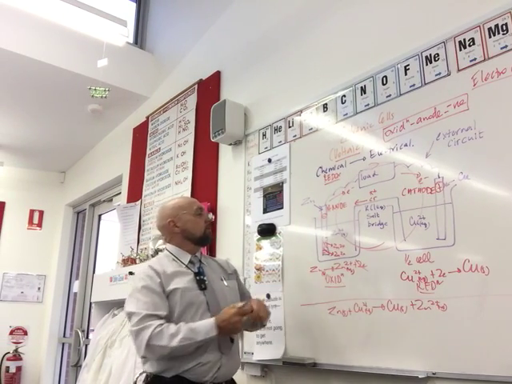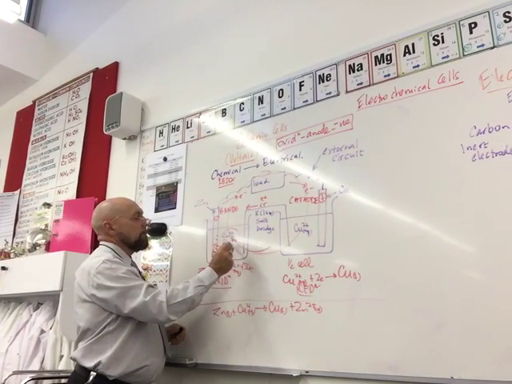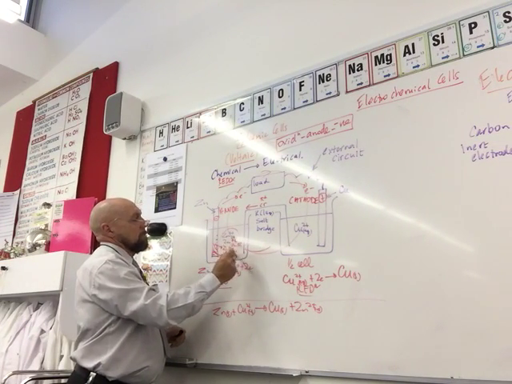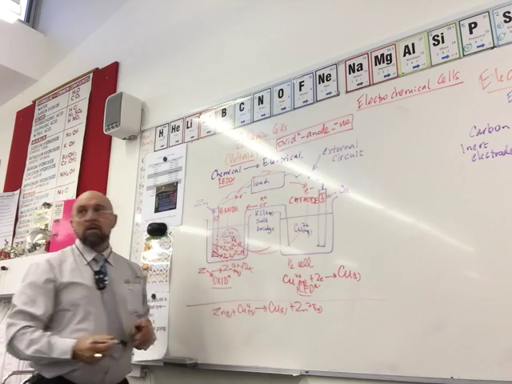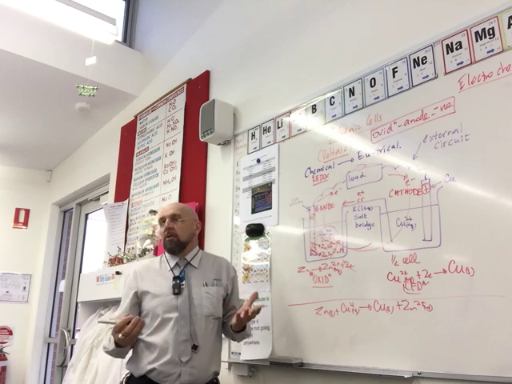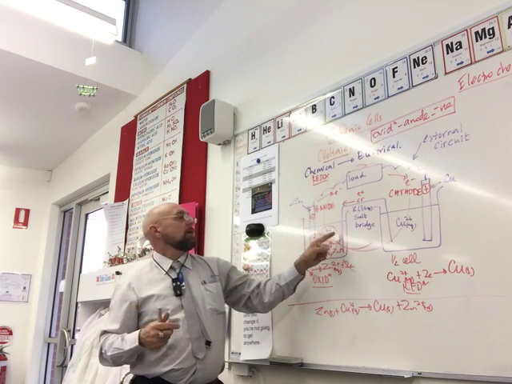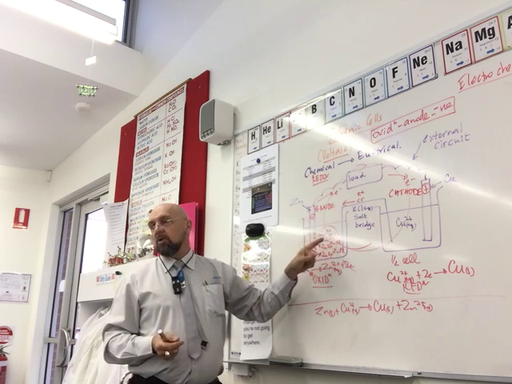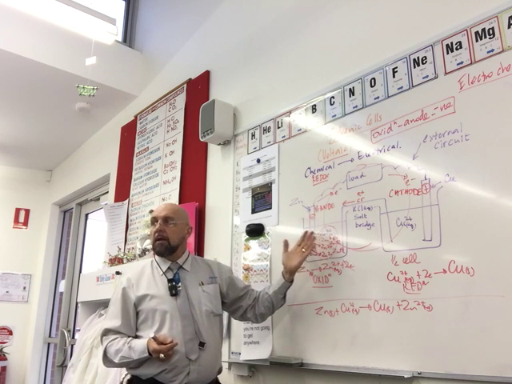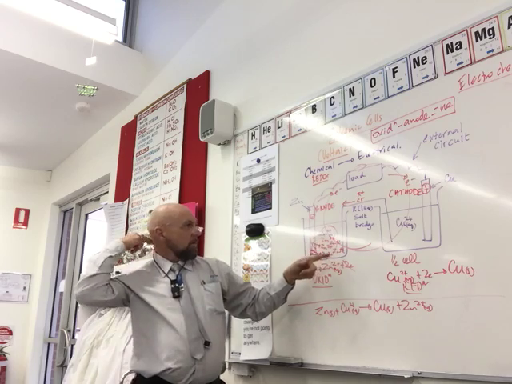The other thing to remember is, in the solution here, what's happening to the charge in that solution over time? It's going to increase. More positive. What does positive attract? Negative. So the chloride is really there to try and neutralise the charge in that half cell. Okay? Everybody got that? Alright.